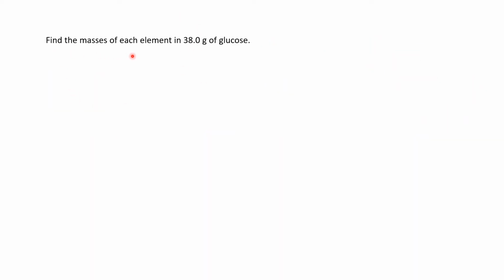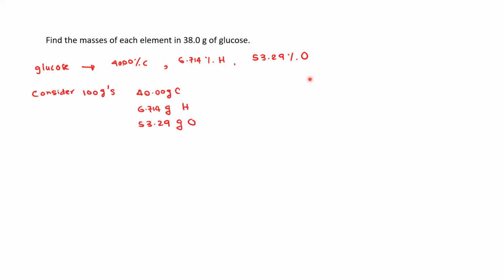Find the masses of each element in 38 grams of glucose. From the previous question, we know glucose has 40% of carbon, 6.714% of hydrogen, and 53.29% of oxygen. So when we consider 100 grams of glucose, it has 40 grams of carbon, 6.714 grams of hydrogen, and 53.29 grams of oxygen. We are going to use this information in our calculation.